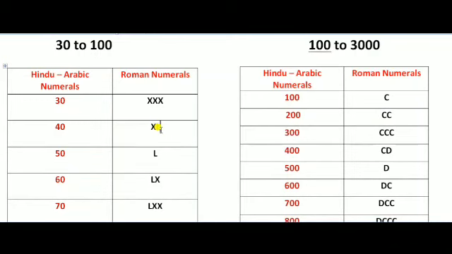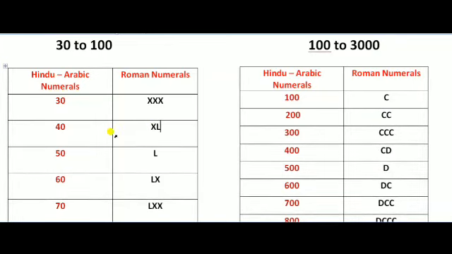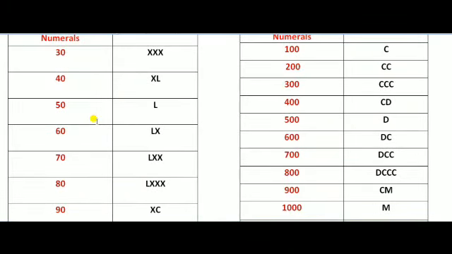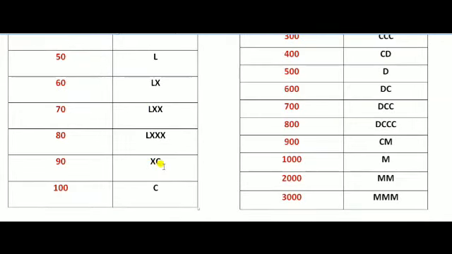For 50 it is L, and when we have to subtract a small numeral, we write it towards the left side, so it becomes XL. So XL is the symbol. Learn all the symbols properly. 50 is L, 60 is LX, 70 is LXX, 80 is LXXX, 90 is XC. From 100, when we subtract 10, it becomes XC, so it is 90.